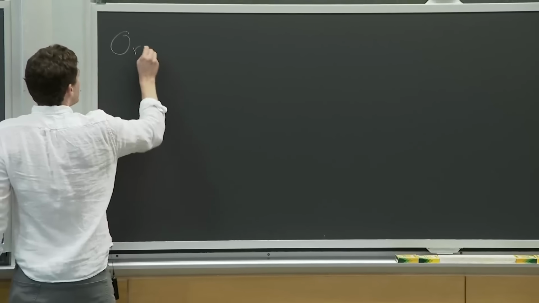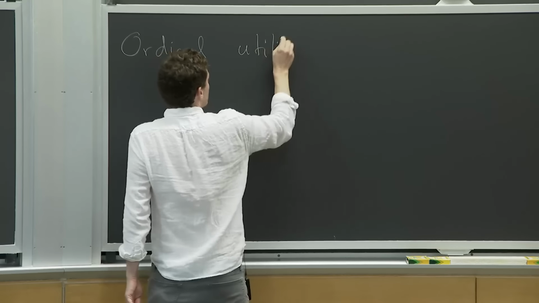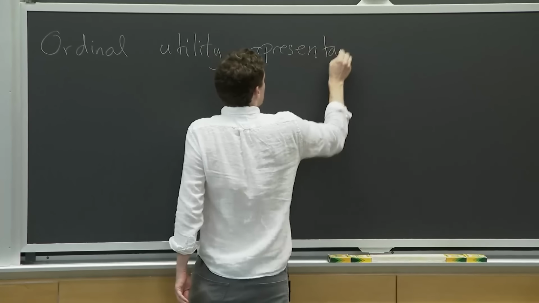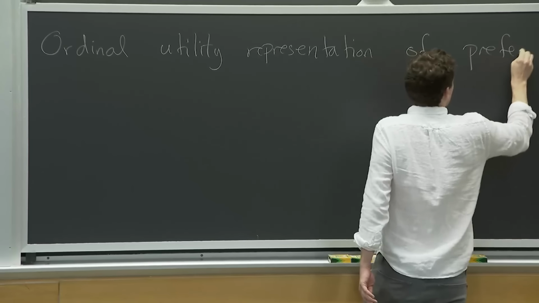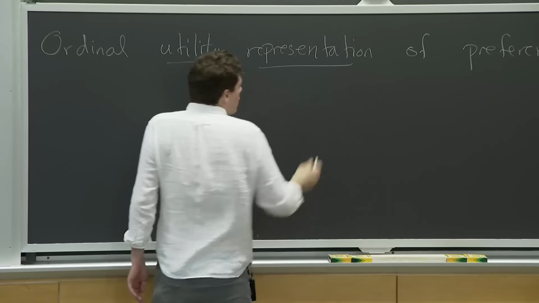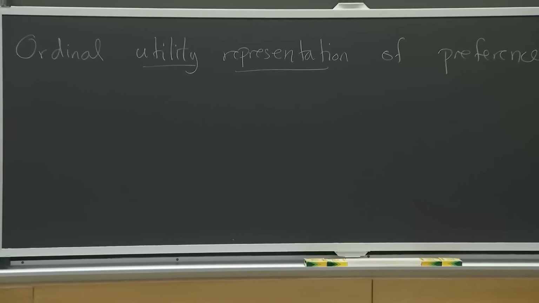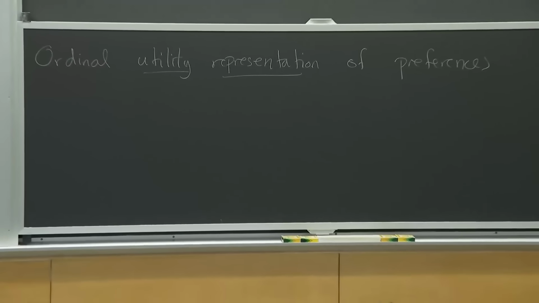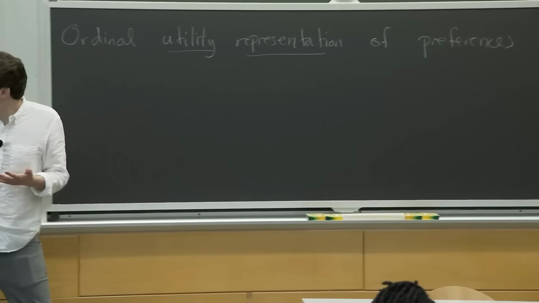I'll define the word ordinal in a second, but I'm going to talk about an ordinal utility representation of preferences. Why do we use this? Well, it's just more convenient, especially when we have a lot of things. Specifying all my pairwise preferences between these things can get kind of cumbersome. So what we do is we just specify a function called a utility function. Let's give an example here.